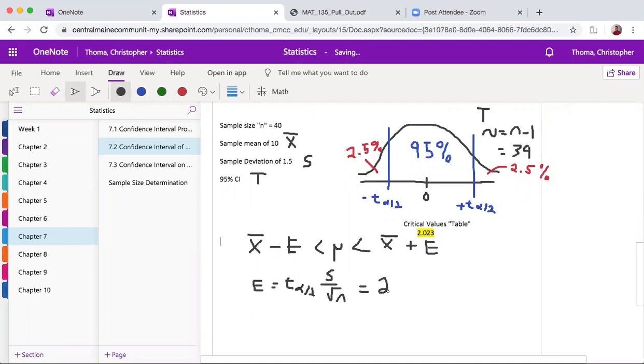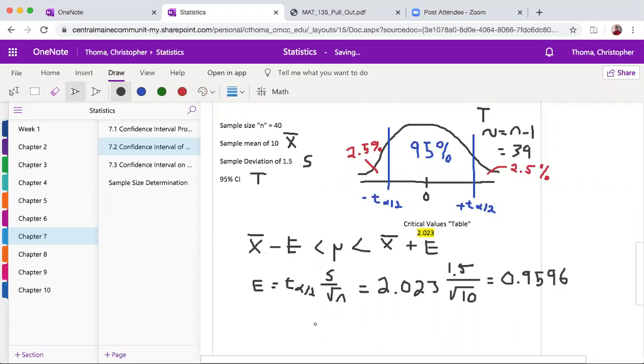So this equals 2.023 times 1.5 divided by the square root of 10. So 2.023 times 1.5 divided by square root of 10, and e equals 0.9596. Everybody else get that number, so I make sure I don't go too fast? Yes. Okay, good.